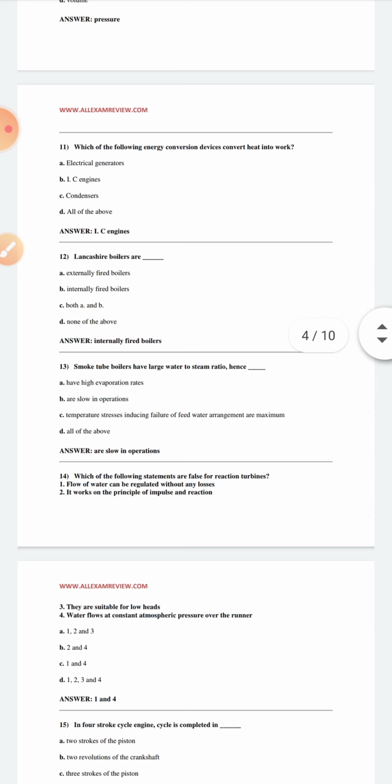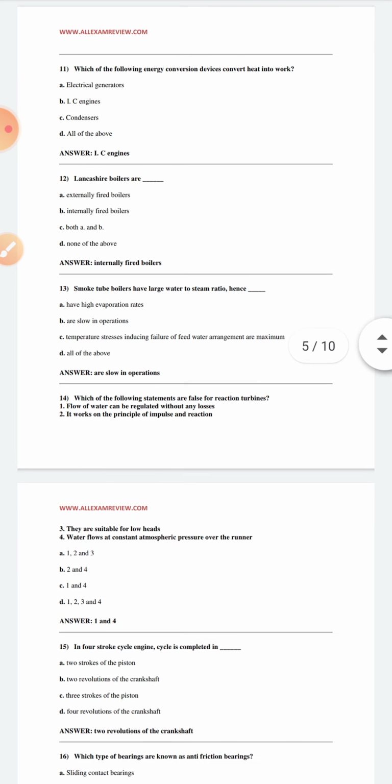Reaction turbine. Flow of water can be regulated without any loss. Water flows at constant atmospheric pressure over the runner. These two are wrong. The correct one is: they are suitable for low heads. It works on the principle of impulse and reaction.